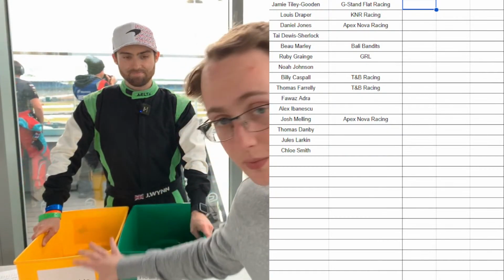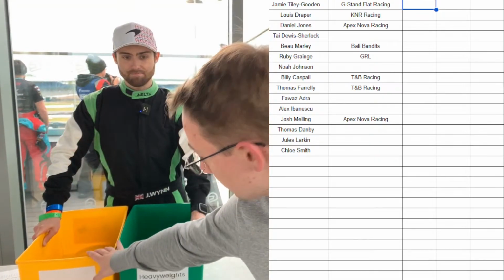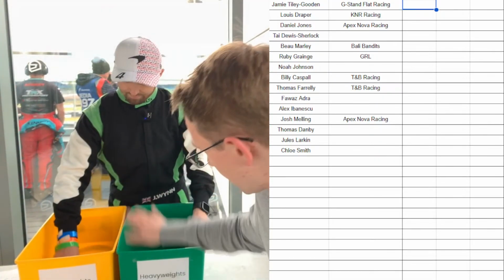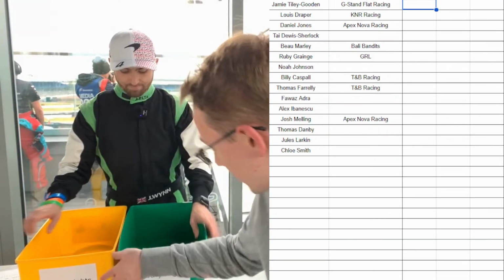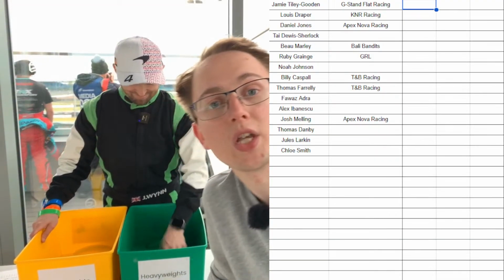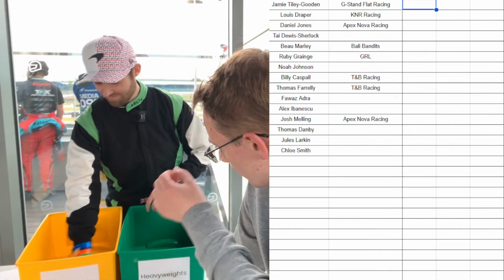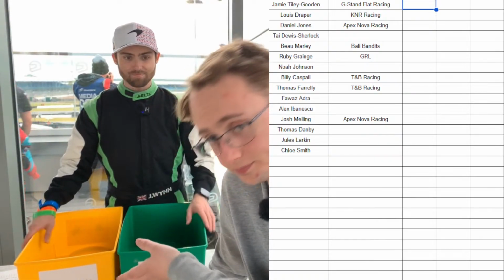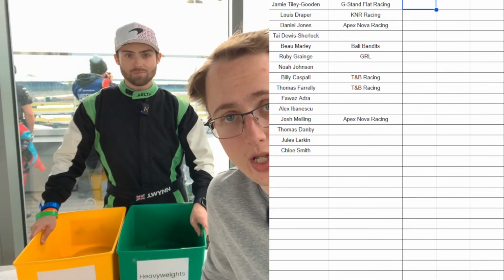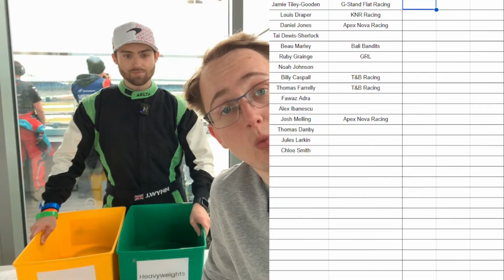So yeah, that's the way it's going to work. He's got 20 numbers in there, 1 to 20, and again 20 numbers in there, 1 to 20. As you can see, they're mixed up as he's doing as you speak. So what we're going to do is draw the numbers out of the boxes. Like I say, that decides where you're starting. That's your grid position for heat 1.